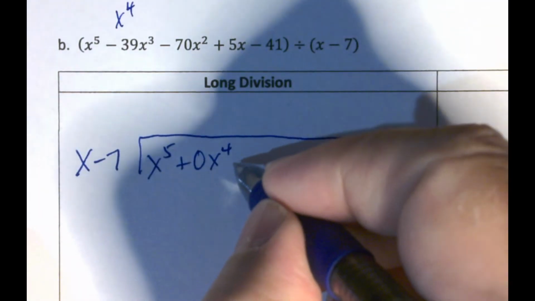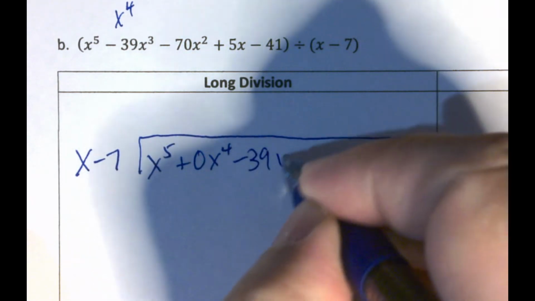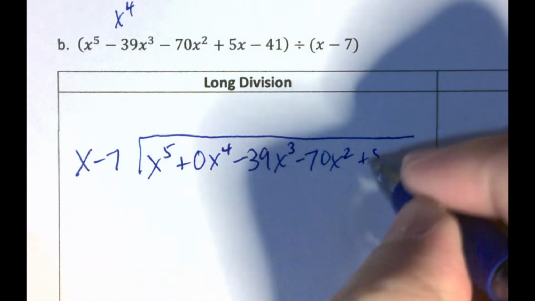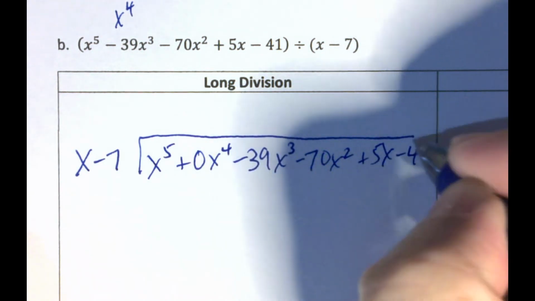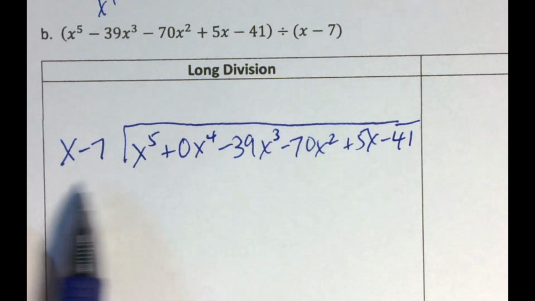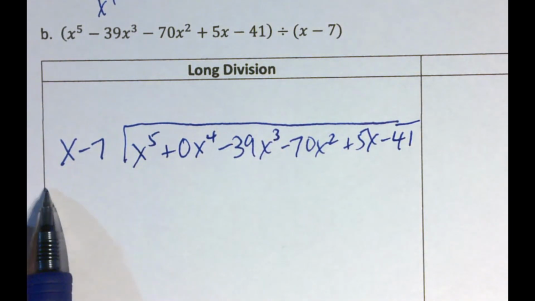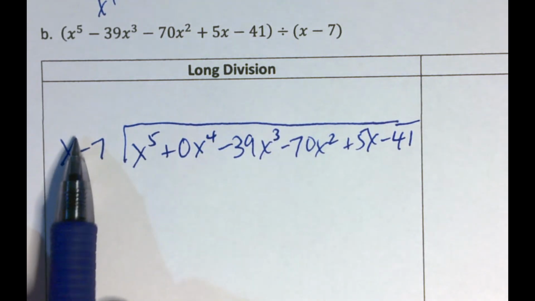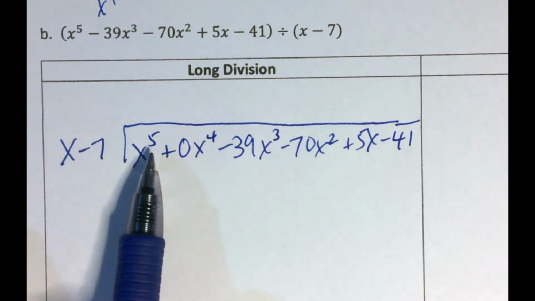All right, now I'll copy the rest. So it's minus 39x cubed minus 7x squared plus 5x minus 41. Ooh, I'm running out of space. All right. Now I compare x to x to the fifth. x times what gives me x to the fifth? Remember, this is x to the invisible 1. So 1 plus 4 makes 5, so I need x to the fourth.